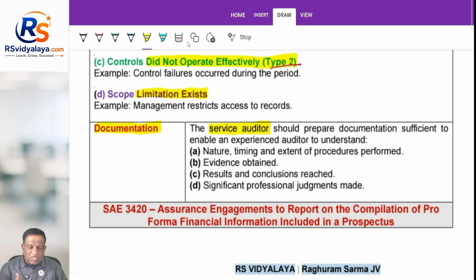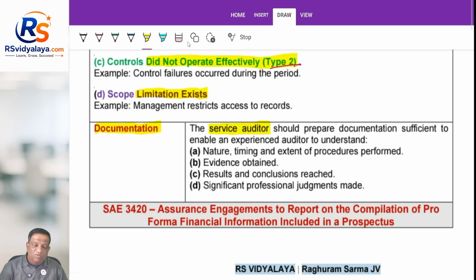If it is about the user entity auditor, since he is a statutory auditor, SA would become applicable, not SAE. So, because it is SAE, we are not talking anything on the statutory auditor. Therefore, all the points, what the procedures are, what the objective is, what the contents of the report are, and documentation, everything we are talking about from the service auditor's perspective. But ethics and independence, yes, he also must perform and satisfy the ethical requirements.